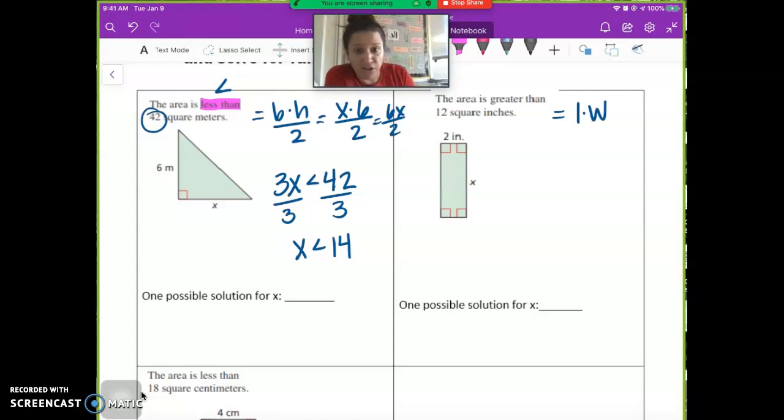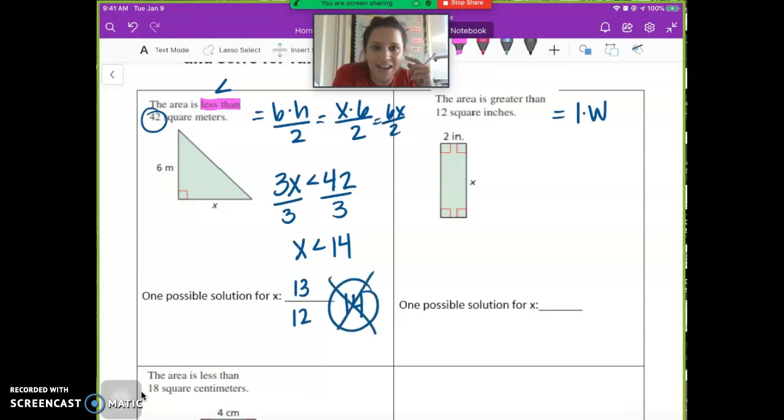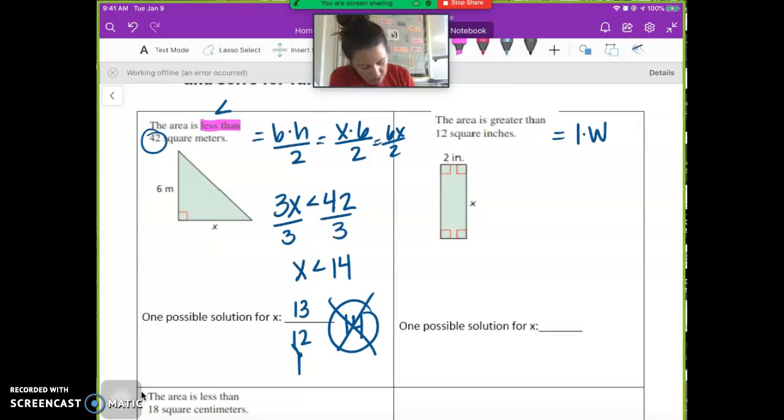Okay, 13 is less than 14, 12 is less than 14. Notice I did not start that list with 14. 14 is not less than 14. Okay, 14 would make that statement false. So any number, 13, 12, 11, 10, 9, could be possible solutions for that.